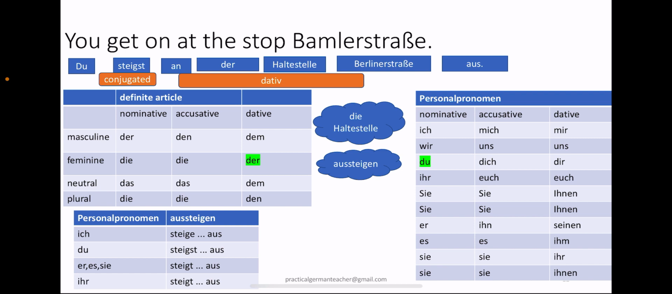Okay, there are too many mistakes in this slide. Yeah, so it should be Bamler Straße. Please, I hope you're not thinking that Bamler Straße in English becomes Berliner Straße in German. This is a mistake.